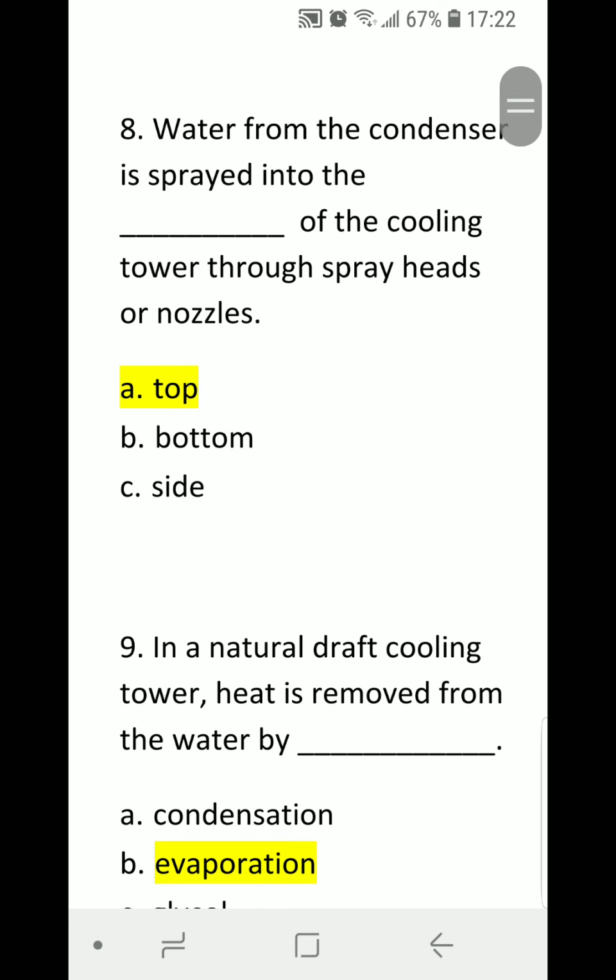Number 8. Water from the condenser is sprayed into the blank of the cooling tower through spray heads or nozzles. A. Top. B. Bottom. C. Side. Correct answer is A, top.